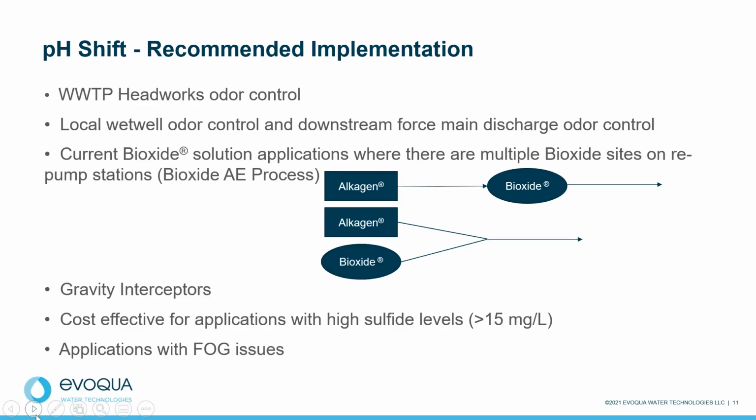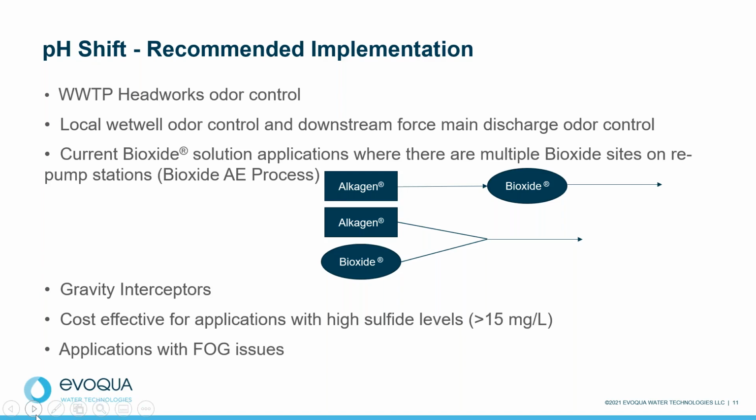Some of the recommended applications for pH shift chemistry include headworks odor control. We've fed Alkagen at an incoming manhole to a wastewater treatment plant or an incoming pump station, and using Alkagen in that way, we're able to shift the pH of the entire flow coming into the plant so that by the time it hits the headworks, those sulfides are being suppressed into solution.